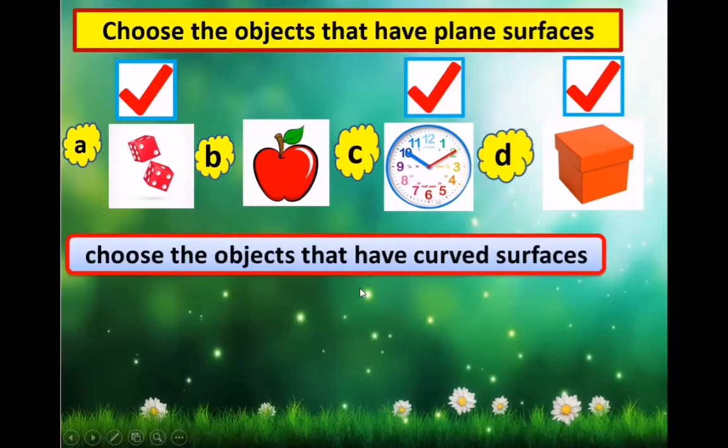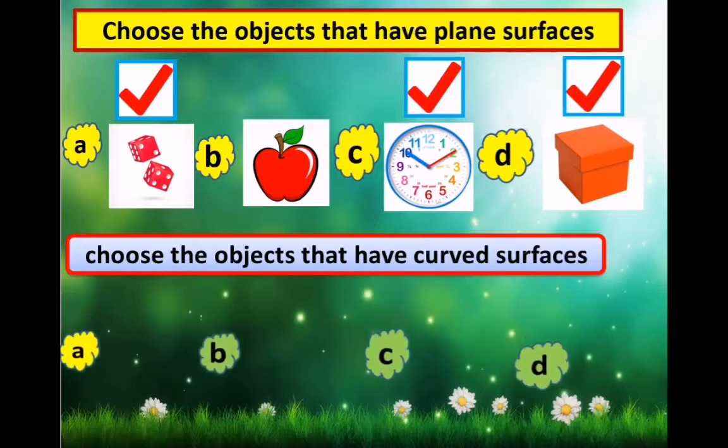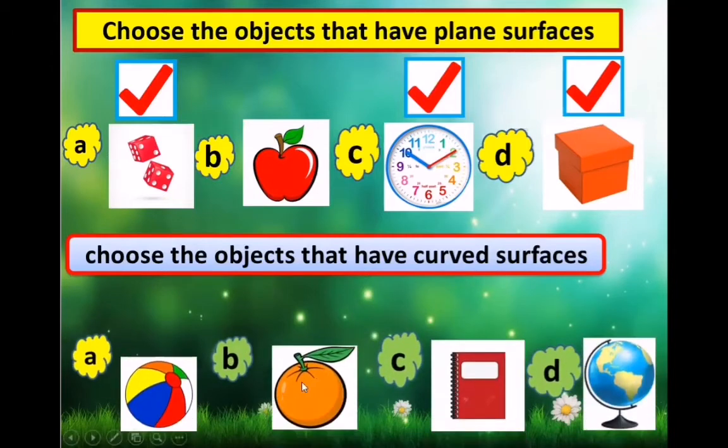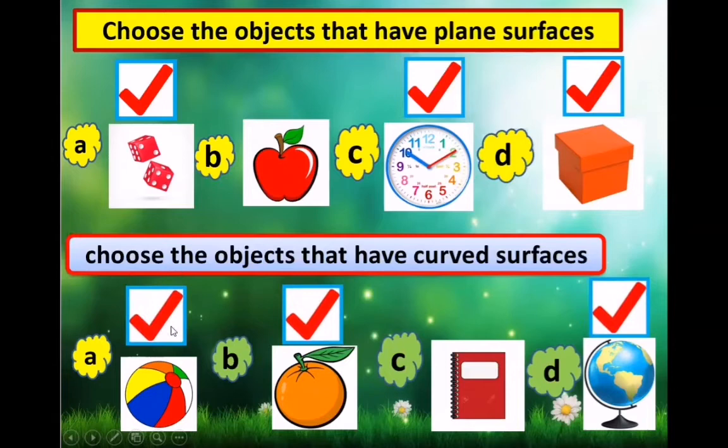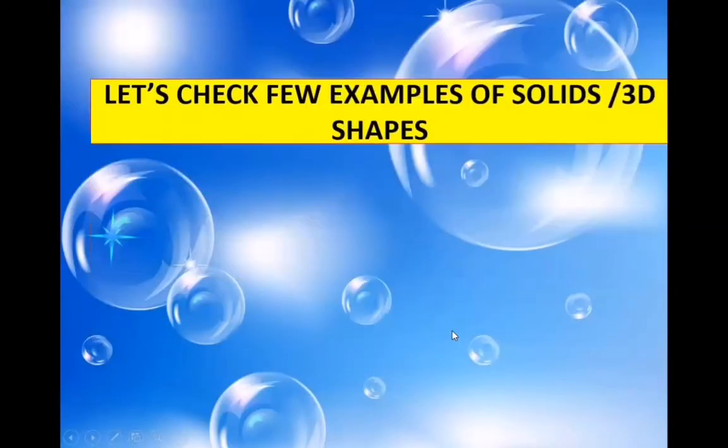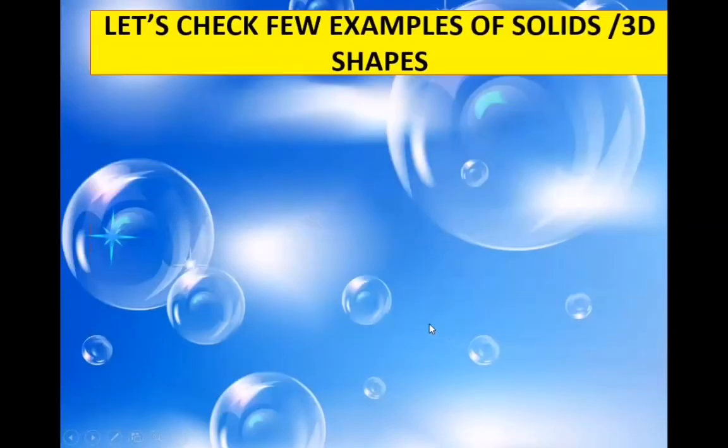Now choose the objects that have curved surfaces. Look at these objects carefully and tell me which objects have curved surfaces. Yes, the correct answer is the first one, ball, then B, orange, and D, globe, all have curved surfaces. Let's check a few examples of solids or 3D shapes.